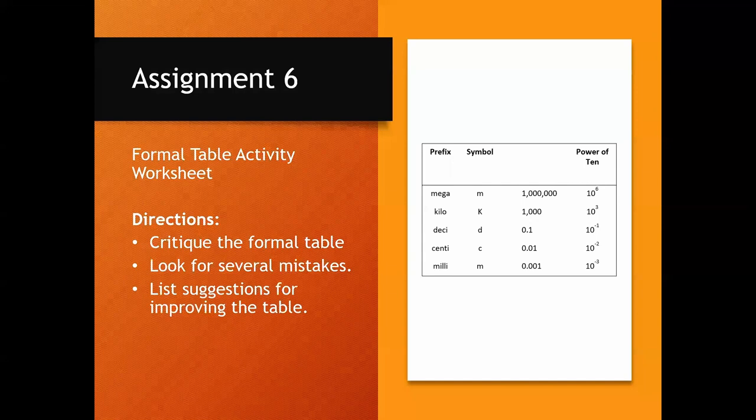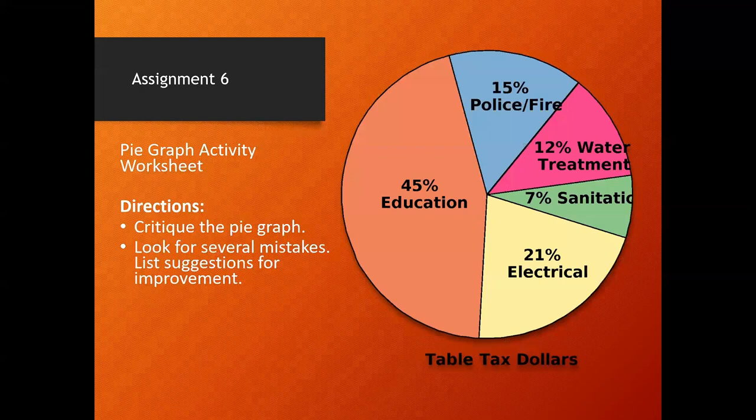Assignment 6, there are a few different types of graphics in here, and you're being asked to critique what they look like. So look for mistakes, list suggestions. The first one is going to be a table. What is missing on the table? What could make it look better? What could make it easier to read? Again, same with the pie graph. Critique the pie graph, look for mistakes and look for suggestions. Where could it look better?